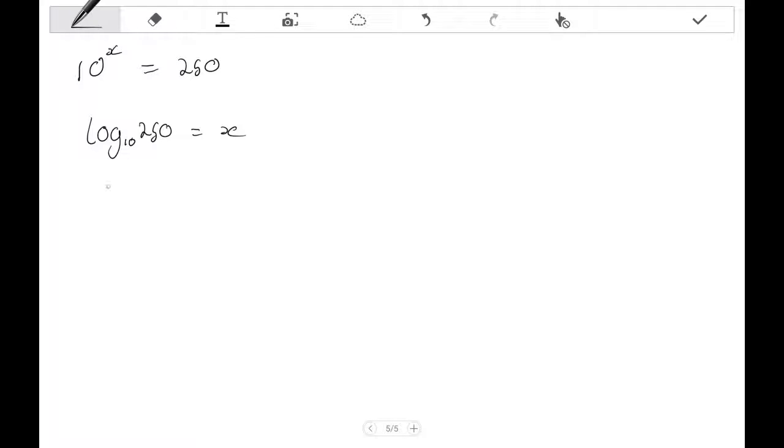And then all we have to do is put that into our calculator, and we would get that x is equal to 2.3979, I don't care about the rest. Take a moment just now to have a go. So get your calculator out, find the log button, put log of 250, and make sure you get the same answer.